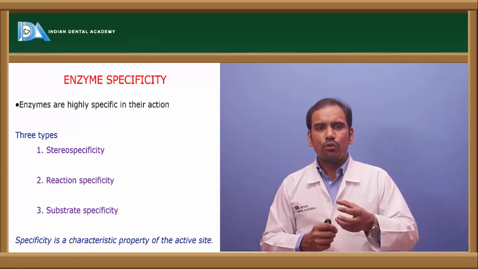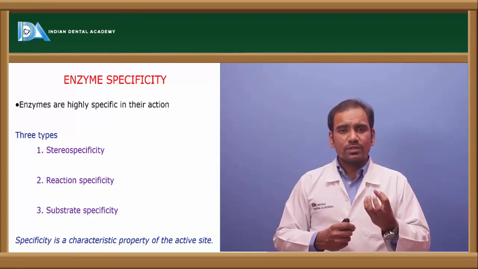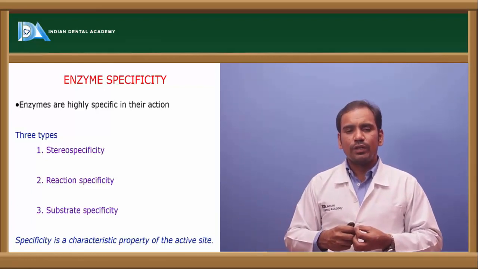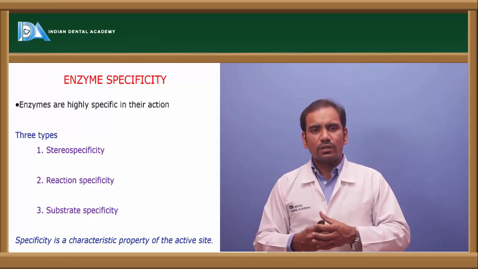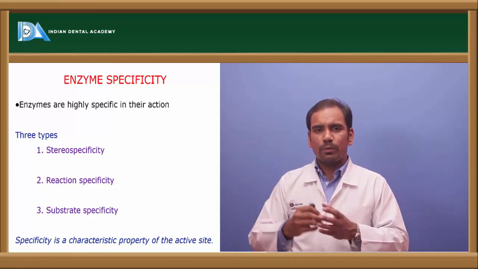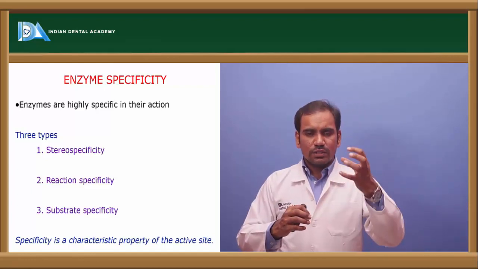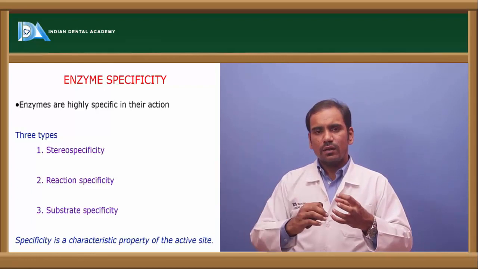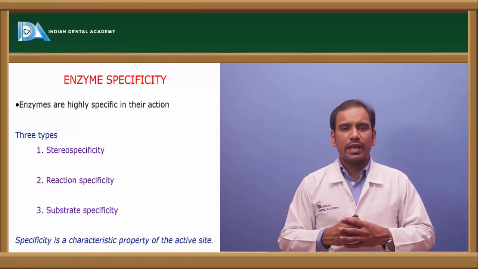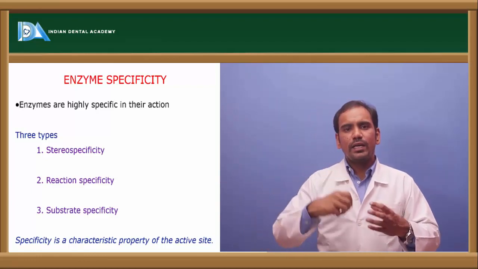So this is stereospecificity. Coming to reaction specificity, a particular substrate can be converted into different products when it is acted upon by different enzymes. For example, transaminases act on a particular amino acid and transfer the amino group, and the same amino acid undergoes decarboxylation, and the same amino acid undergoes transmethylation. So the same amino acid is undergoing different reactions but catalyzed by different enzymes. Such type of specificity is called reaction specificity.